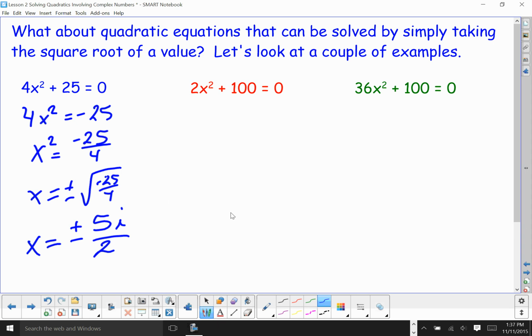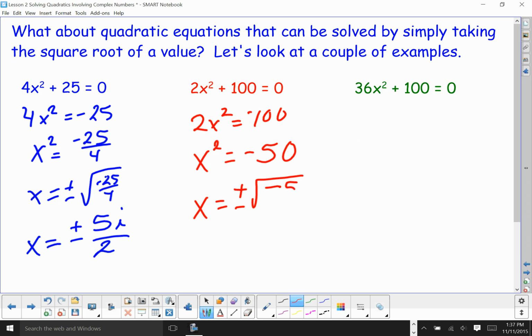The next one, we have 2x squared equals 100. Oops, equals negative 100. X squared is equal to negative 50. 100 is divisible by 2, so do divide it. Now I have x is equal to plus or minus the square root of negative 50. X is equal to plus or minus 5i square root of 2. Remember that negative 50, I can break that up to negative 25 and 2.